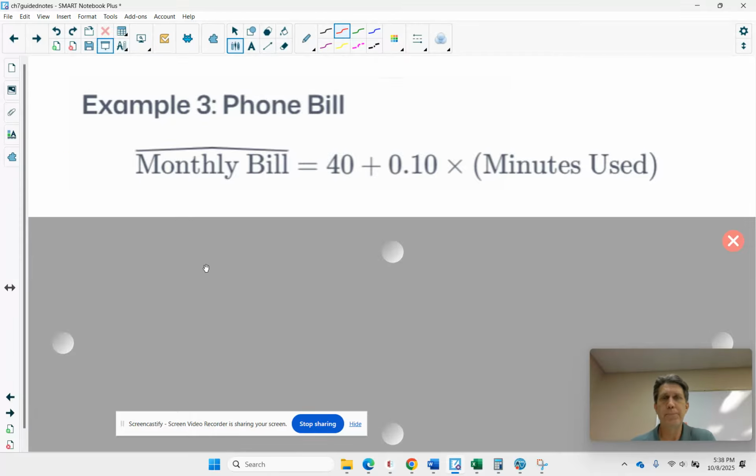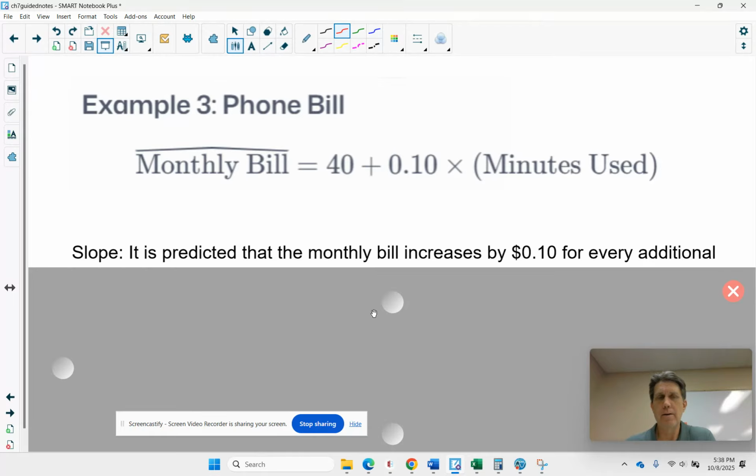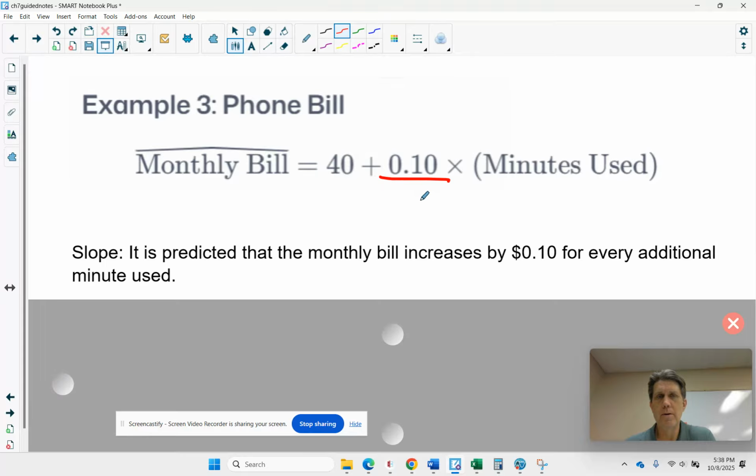So here we go. The slope: we predict the monthly phone bill increases by 10 cents for every 1 more minute used.